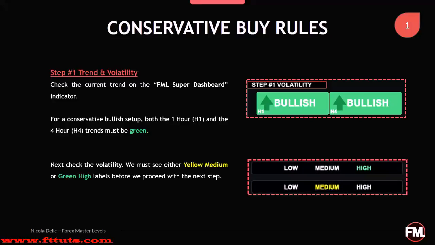Next, check the volatility. We must see either a yellow medium or a green high label before we proceed with the next step. Just below the two buttons that represent the trend, you are going to see a small part that shows the volatility. And we either want to see a high label or the medium label there.